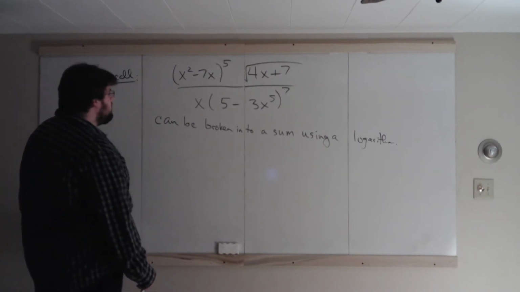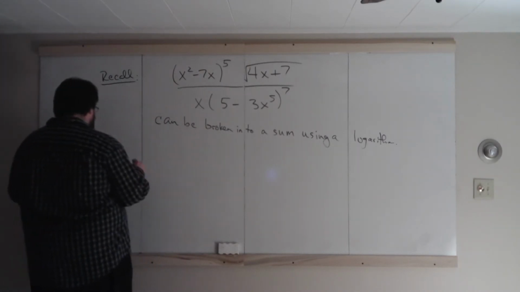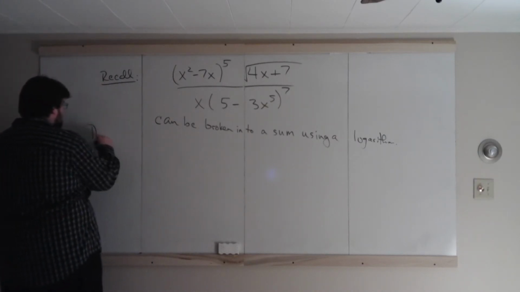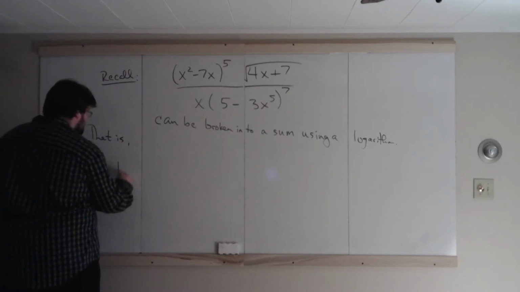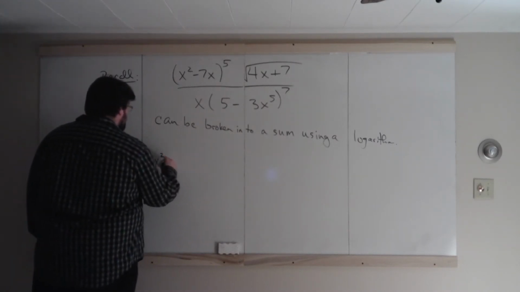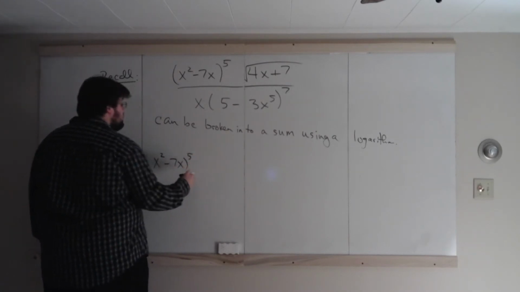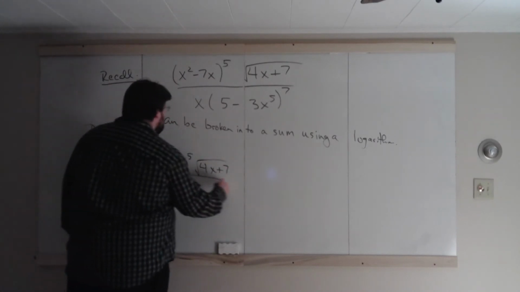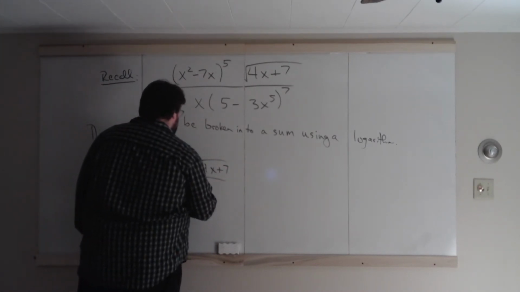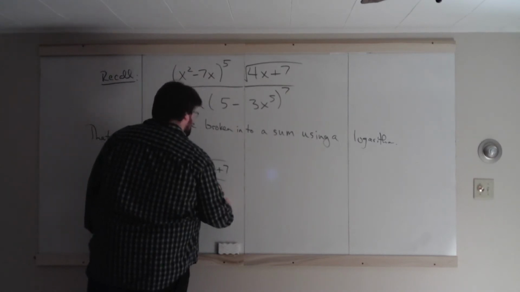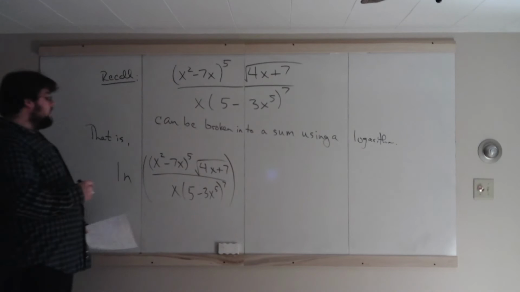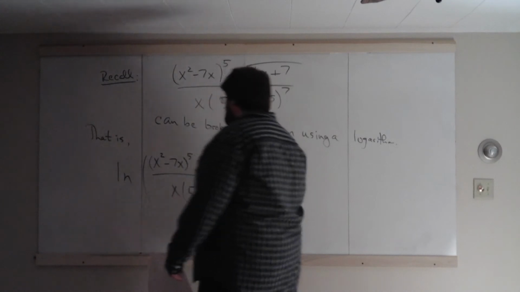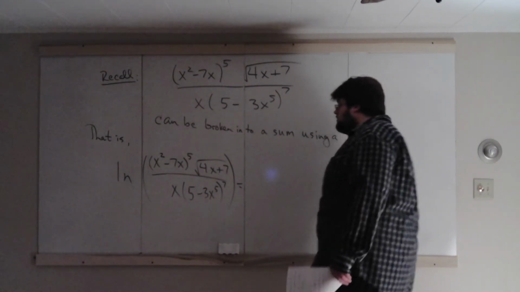And what do we mean by this can be broken into a sum? Well, log of, let's see, how much room am I going to need? Let's start here. That is log of x squared minus 7x to the fifth, 4x plus 7 to the half, x times 5 minus 3x to the fifth, all to the 7th. The log, we're going to use a natural logarithm, and we'll see why in a moment. You could use any other base if you want. We're going to use a natural logarithm base.